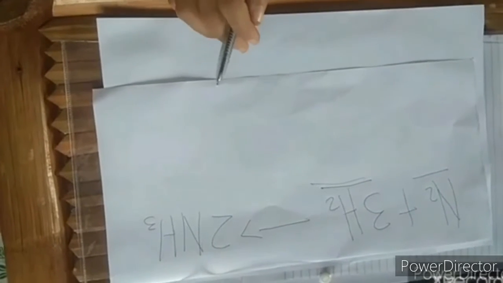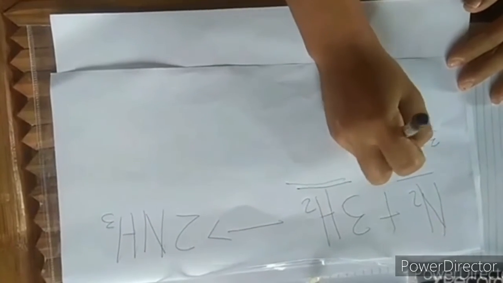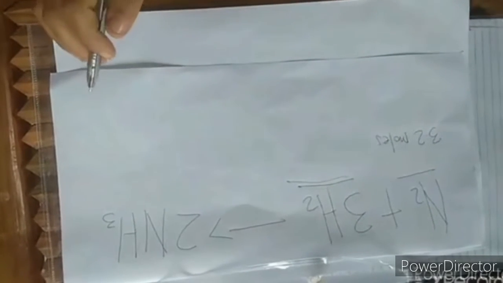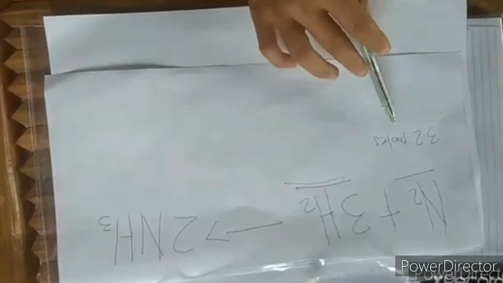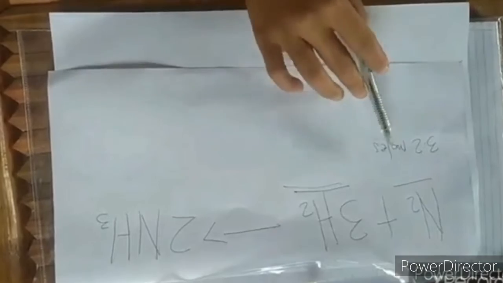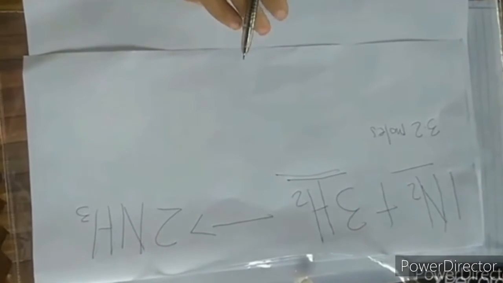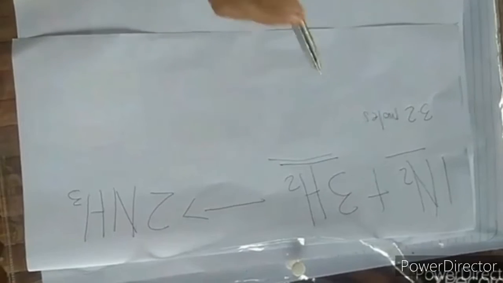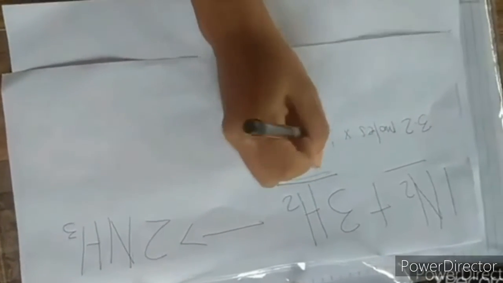We'll start with N2 since the amount of this is 3.2 moles. So we have 3.2 moles of N2. We're going to multiply 3.2 by the coefficient, which is 1, so we put here a 1. So the answer is the same: 3.2 times 1 equals 3.2 moles.